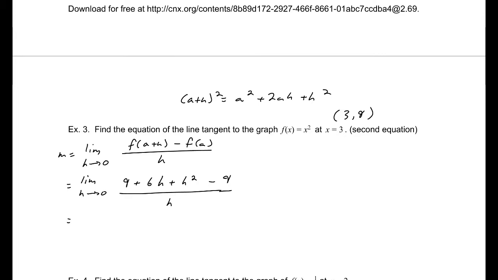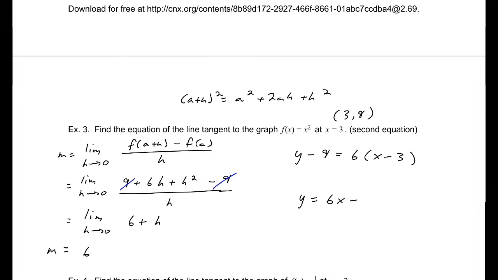Okay, well, a couple of things cancel first off. The 9's cancel, and then we can divide an h into everything. So this is the limit as h goes to 0 of 6 plus h. As h goes to 0, that limit is 6. So our slope is 6, just as we had before. So this is y minus 9 equals 6 times x minus 3. And doing all the same distributing and algebra there, we get y equals 6x minus 9.